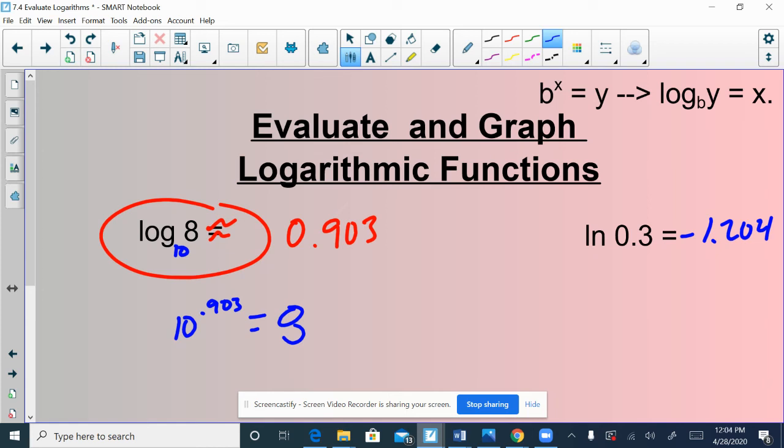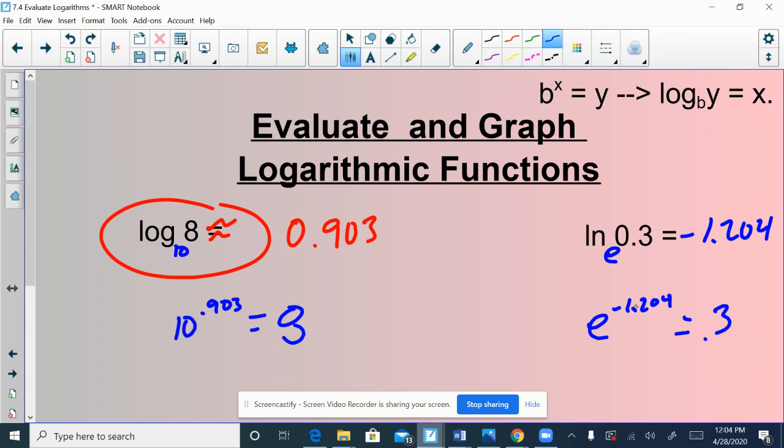So let's just kind of verify our understanding of this. Once again, using the conversion, this is in log form right now. We could easily convert this into exponential form. Remember, ln is log base e. So what this is saying is e to the power of negative 1.204 is 0.3. That's the conversion.